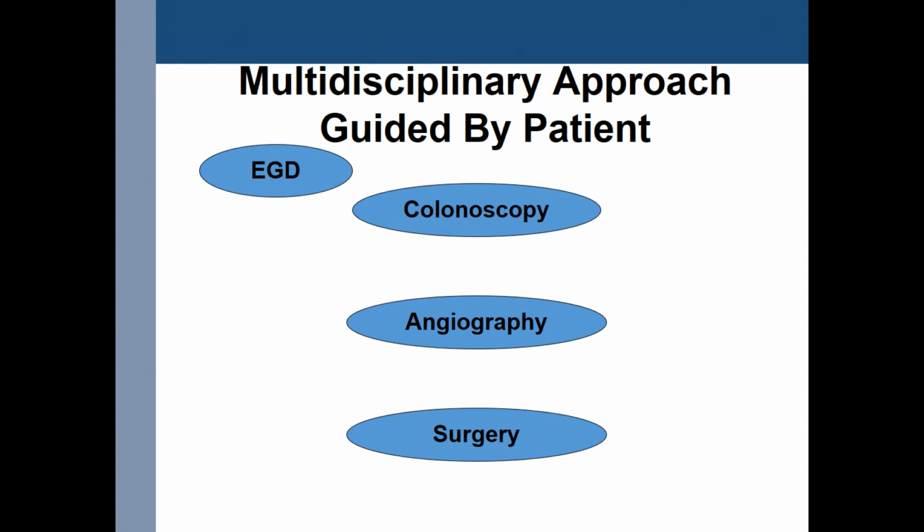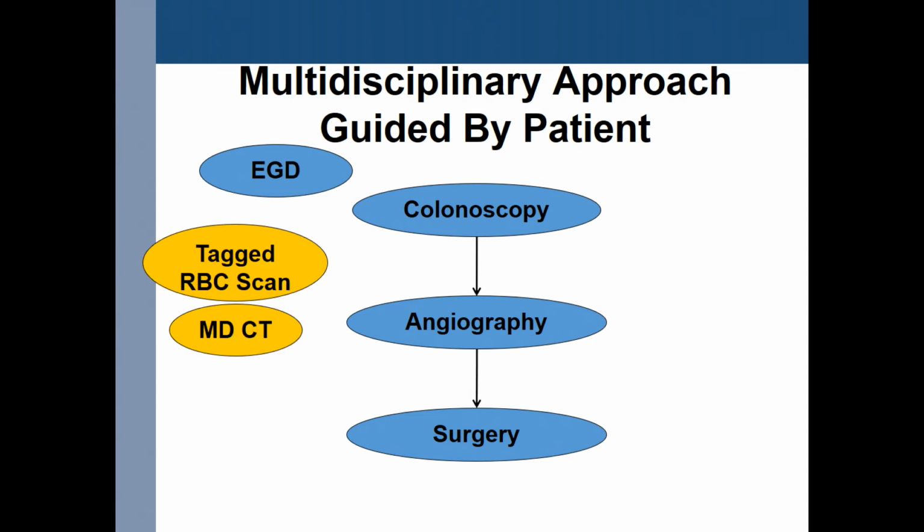So in lower GI bleed, unlike in upper GI bleed, there's a range of possible tests that one can do. Certainly consider doing EGD if you're worried it could be an upper GI source masquerading as lower GI bleed. And of course, colonoscopy is the test of choice. However, if that is negative or can't be performed, then the angiography can be done, as well as surgery as a last resort. And of course, you have tagged RBC scan and multi-detector row CT or CT angiography available as diagnostic modalities as well.